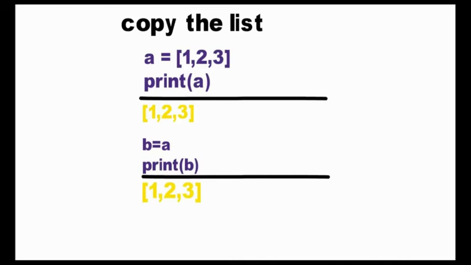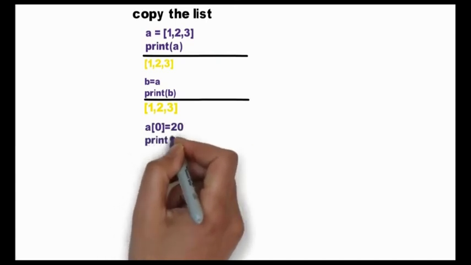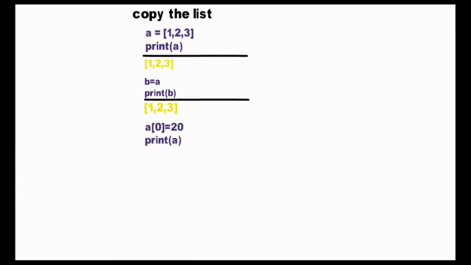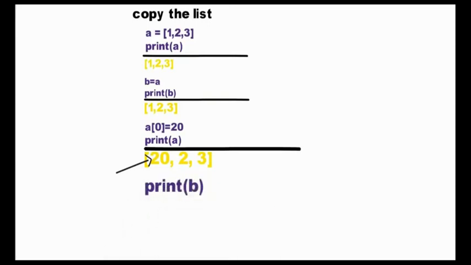So this is fine. Now let's try to alter the first element of A by writing A[0] = 20. Now we can see that the values of A have changed to 20, 2, 3. But let's check the value of B. It should still be 1, 2, 3, right? So let's print B. You can see that even B's value is 20, 2, 3.